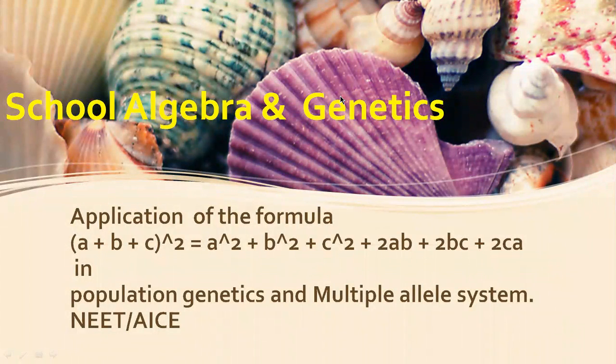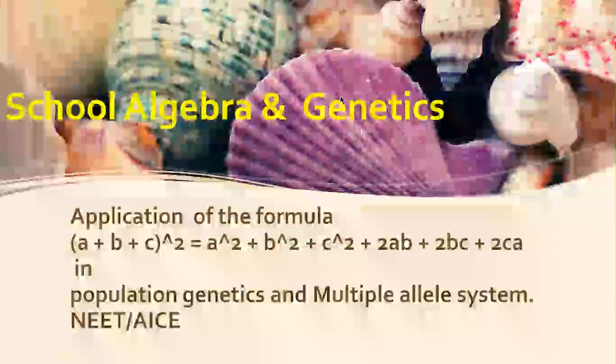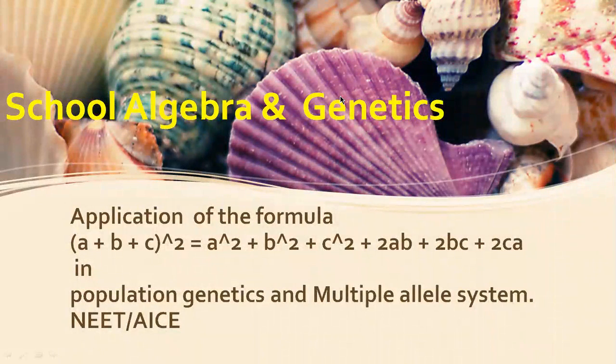And in this particular video lecture, we shall be discussing a very basic school algebra application in population genetics. The formula (a + b + c) whole square, which we have used since our school days, we have not applied practically in a certain problem. So, the practical application of this formula, (a + b + c)² = a² + b² + c² + 2ab + 2bc + 2ca, in population genetics and multiple allele systems, for example, the human blood groupings. It will help you for all India competitive exams and NEET too.